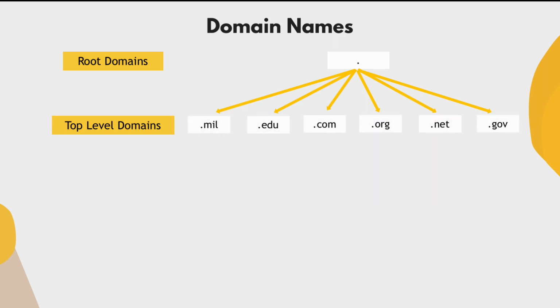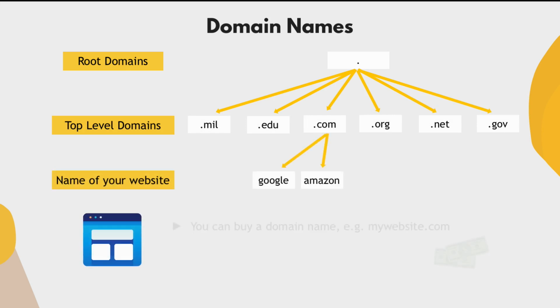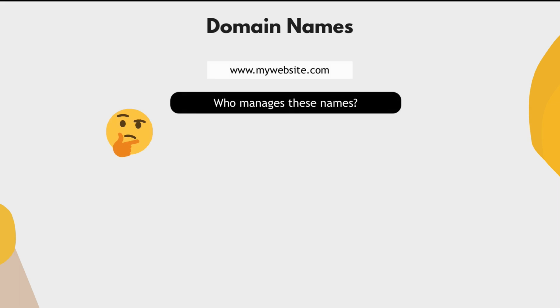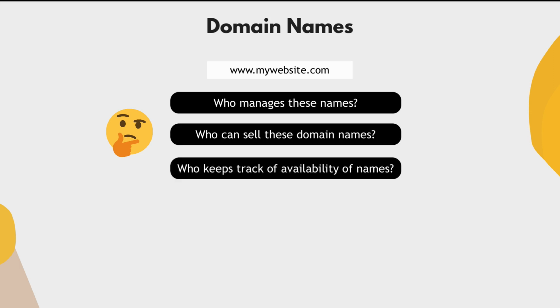So basically, whenever someone creates a website, they can buy a domain name that belongs to one of these domains, like mywebsite.com or mywebsite.uk, and you may buy it for a year, and if you don't need it anymore, someone else can buy the domain name later. Now, who actually manages these names, or who can sell those domain names to you or keep track of which ones are already taken and which ones are still available? Or who decides how these domains are grouped or divided?